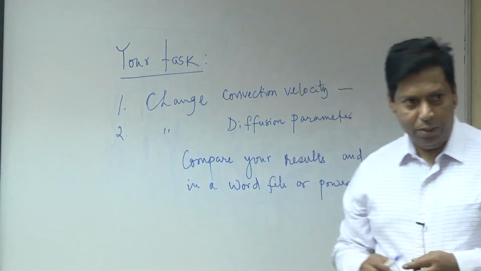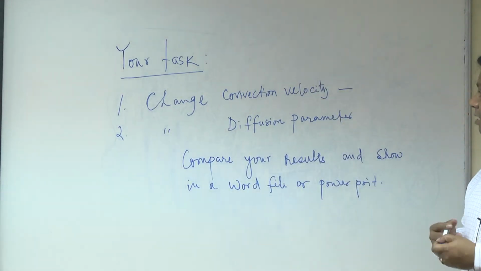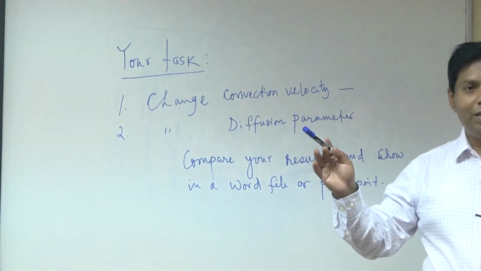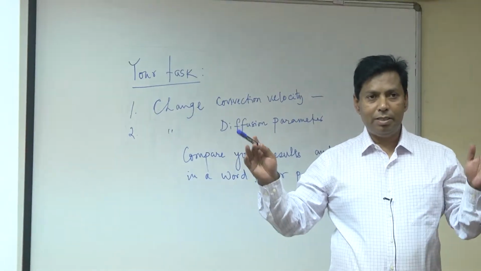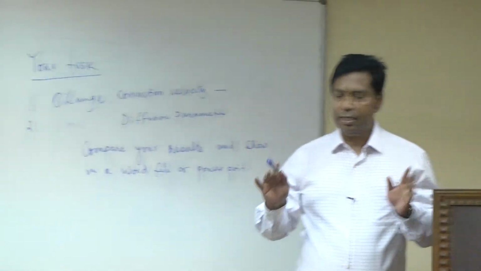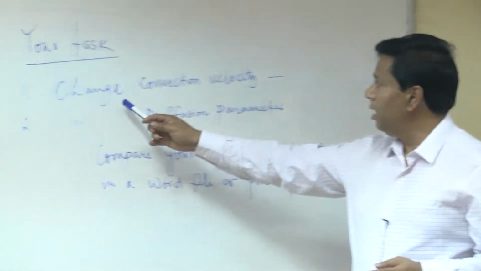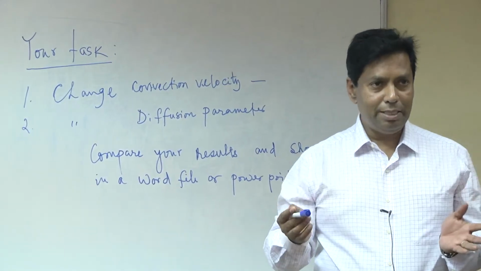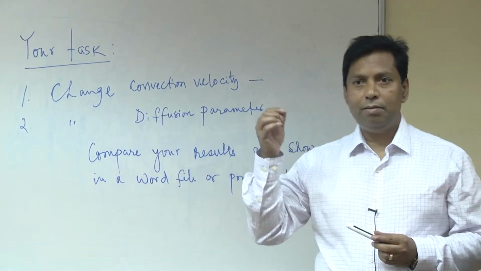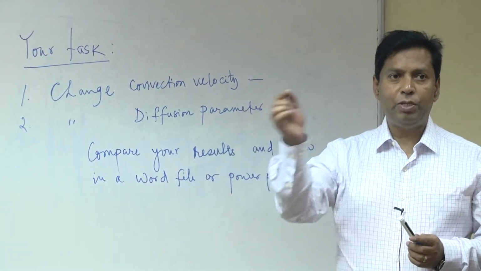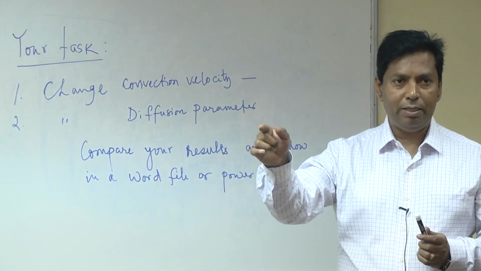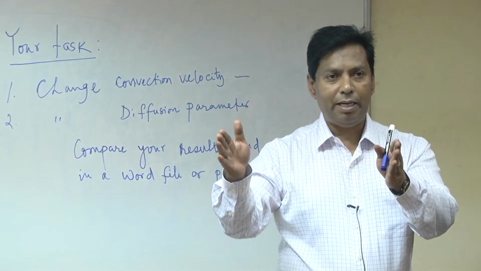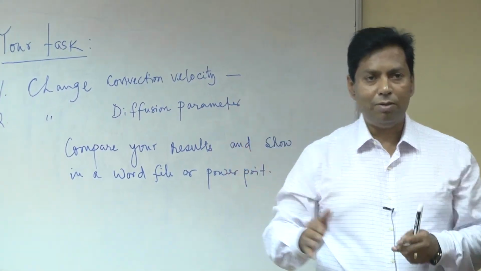All right. So your task will be to change the convection velocity. Just keep the zero condition on both sides. Just use the Dirichlet condition. Change the convection velocity. The one I use is 1. Now change it, then copy the figure and put it in a Word file or PowerPoint file. After the change, get another figure, put them side by side, and see how it is changing.